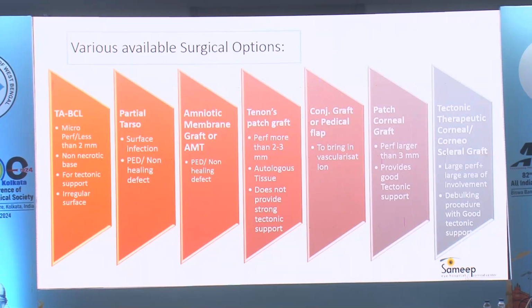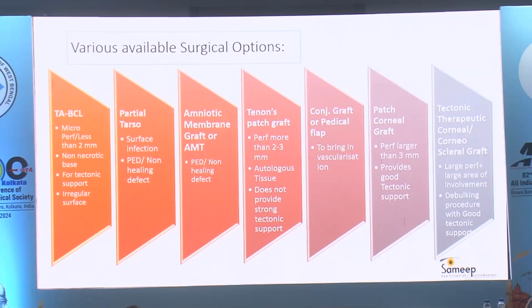One is if the perforation is small, a microperforation less than 2 millimeter or with a non-necrotic base, you can go ahead and do a tissue adhesive application with a bandage contact lens. One can also resort to a partial tarsorrhaphy when there is surface infection, persistent epithelial defect, or a non-healing defect. One can even use amniotic membrane grafts if there is a PED, or one can use a tenons patch graft if the perforation size is more than 2 to 3 millimeter. One can also resort to a conjunctival graft or a pedicle graft to bring in vascularization.